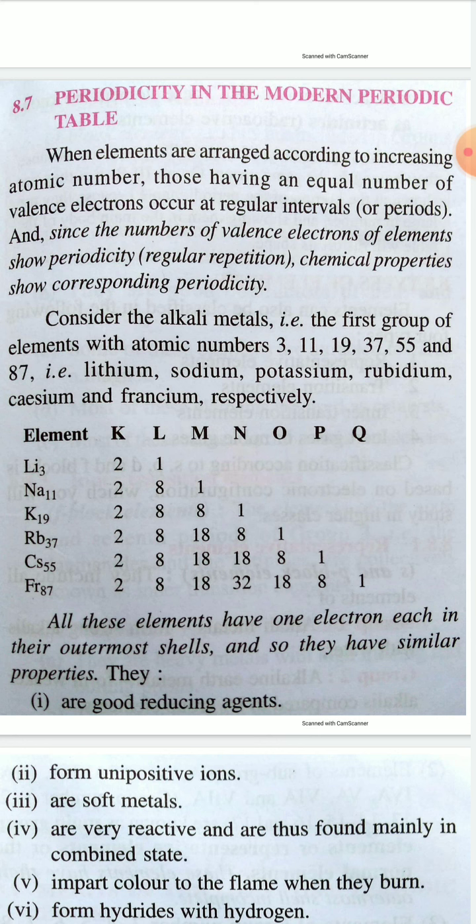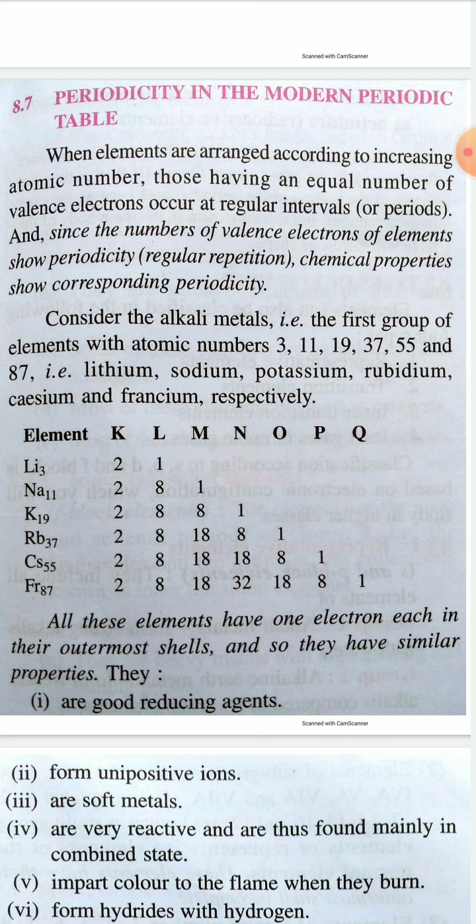And their electronic configuration is also given here. The elements: lithium atomic number is 3, sodium atomic number is 11, potassium atomic number is 19, rubidium atomic number is 37, cesium atomic number is 55, and francium atomic number is 87. Okay, their atomic number is given. From the atomic number, electronic configuration is also given here. From the electronic configuration, it is clear that all these elements have same number of valence shell electrons, that is valence shell electron is 1 in all cases.